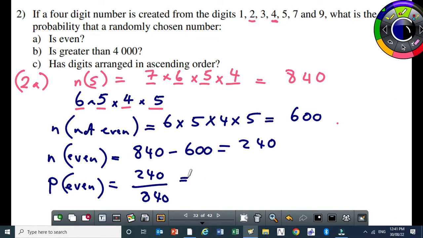240 divided by 840 is 0.29. Can you convert that to a fraction? So that's 2 over 7. So that's the answer.